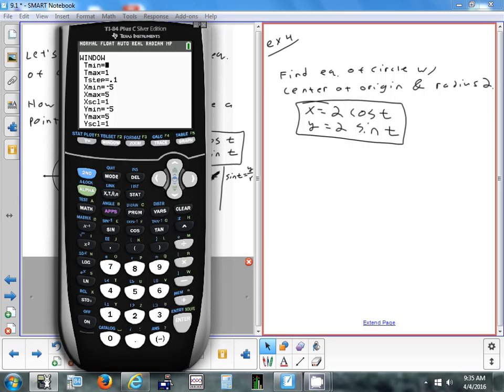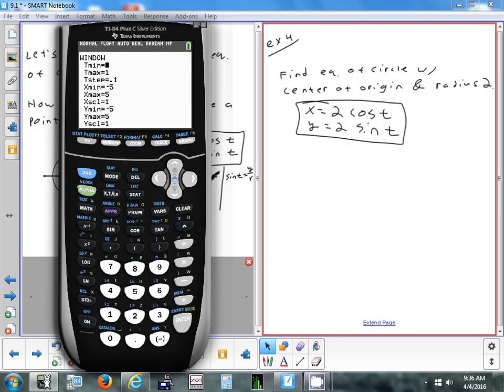Something else too, because we're using sines and cosines. Something about our angle. What did we have to always be careful of? I said to check. Right. We can do it either way. We just have to check the mode, and depending on your mode, that's going to change what you put in for Tmin and Tmax.